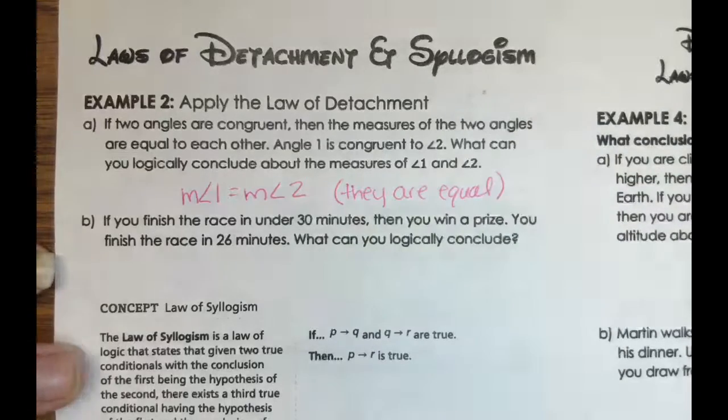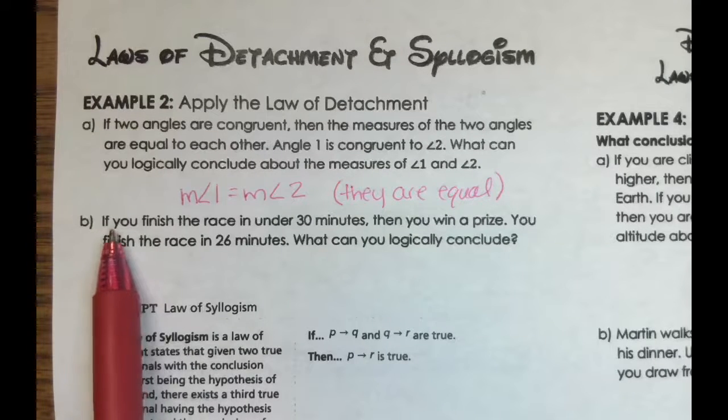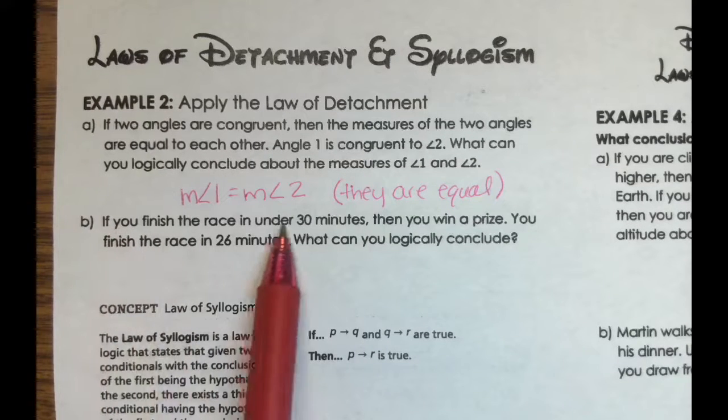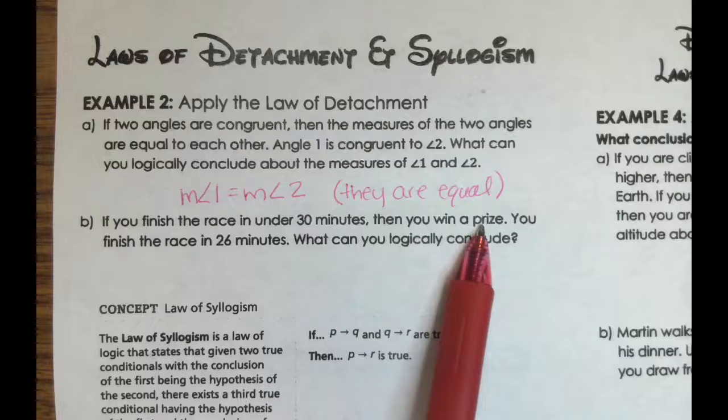So you can either write that the angle measures are equal, or you can write it the way you would see it when we start doing angles next chapter. The measure of angle 1 equals the measure of angle 2. Next, it says, if you finish the race in under 30 minutes, then you win a prize. So this is your conditional. If you finish the race in under 30 minutes, then you win a prize. We're going to assume that that's true.